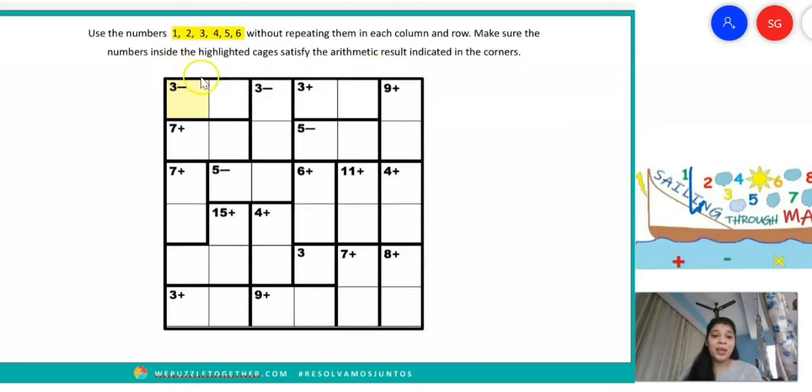Now, if you see, all the numbers which are written here in the corner have some sort of arithmetic operation attached to them. For example, this has 3 minus, 3 minus, 3 plus, 9 plus. If I start with these numbers, it is going to make it a little bit complicated. So I will start by searching for a number where no arithmetic operation is there. And when you start looking, you will find that in the fifth row, you have a number 3 that has no arithmetic operation attached to it.